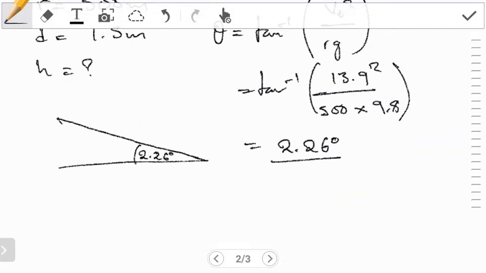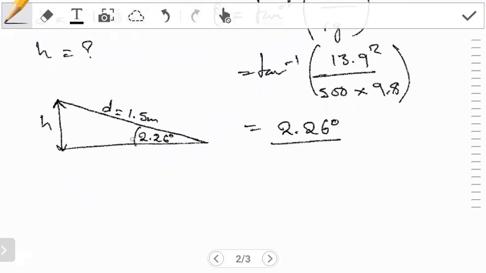So now to find our h, this now becomes very, very easy. Since we already know this, I label it d, we know to say this must be 1.5 meters. So now I want to find this h. You can see that the relationship here is sine. So you can say sine 2.26 degrees is equal to opposite, which is h, over 1.5.